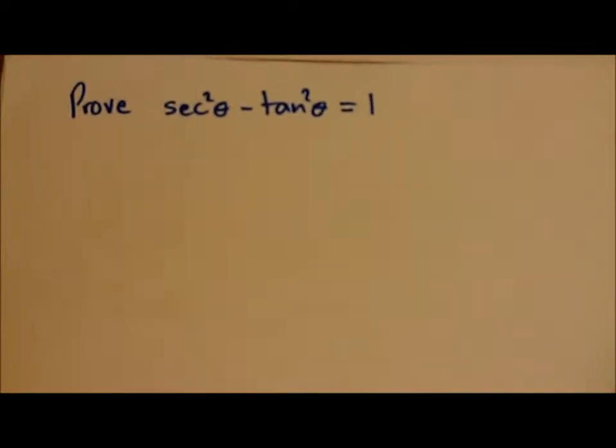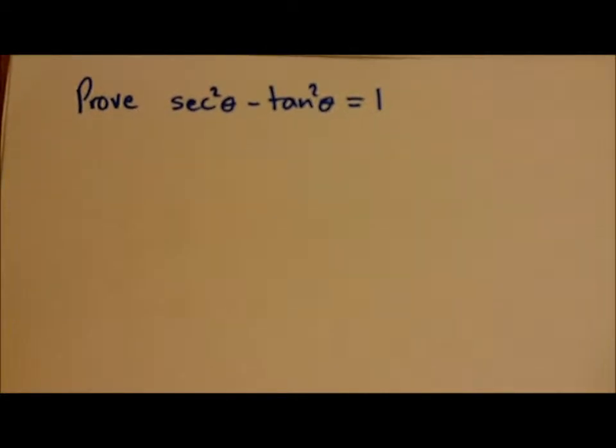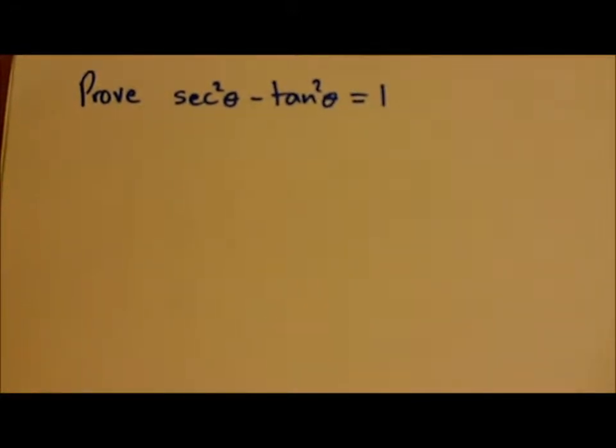Okay, so just a couple of quick trig identity examples. So this is a past HSC, I think it was 1997. Prove sec squared theta minus tan squared theta equals 1.